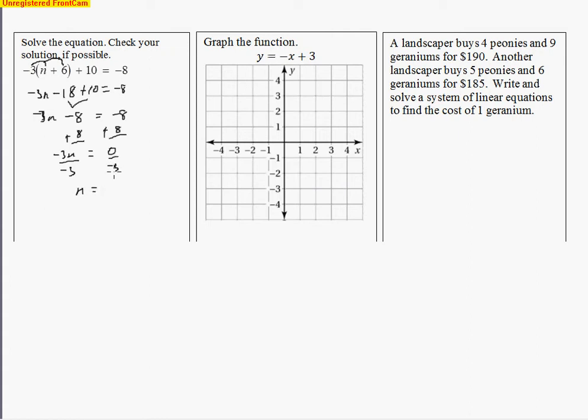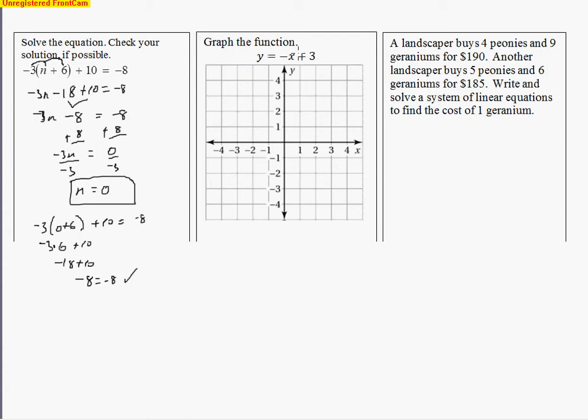And so I see that 3 goes into 0 0 times. And so it says check the solution. Let's check it. -3 times 0 plus 6, and then plus 10 equals -8. See, this is 6. 6 times -3 gives me -18, plus 10 gives me -8, and that matches. See, we get an identity, and so I know this is the right solution.